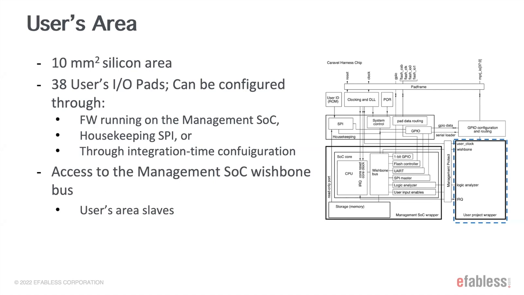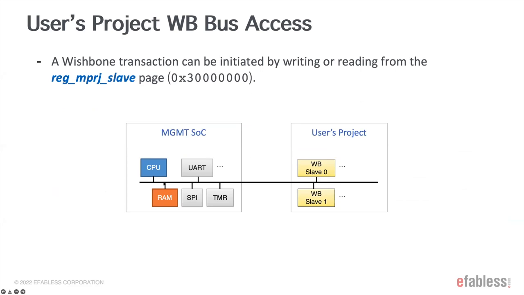Other than the 38 I/O pads that you can utilize in your design, we have access to some services provided by the management SoC. One of them is that the management SoC is built around the Wishbone bus. So it looks like this: Wishbone will have a CPU with fixed RISC, we have peripherals like UART, SPI, timer, and we have the memories. This bus is exposed to the user's area through a master port, and you can use this port to attach your slave devices that can be accessed through firmware running on the CPU here in the management SoC.